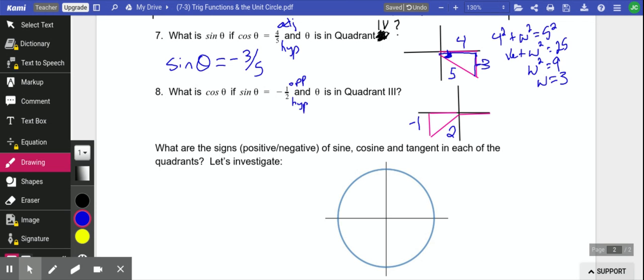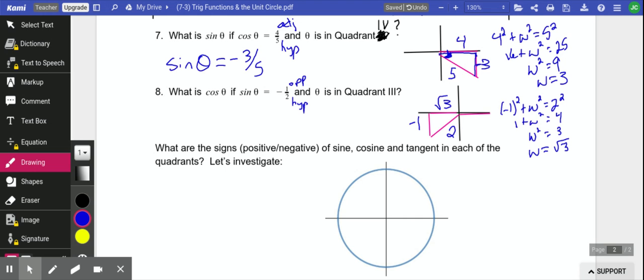And we want to know the cosine of this angle. Cosine is adjacent over hypotenuse, so we need to know that adjacent side. So again, we're going to use the Pythagorean theorem. We're going to do -1 squared plus, I'm going to call it w again, doesn't really matter. So we get 1 plus w squared equals 4. w squared is 3. So w is the square root of 3. All right, so root 3.